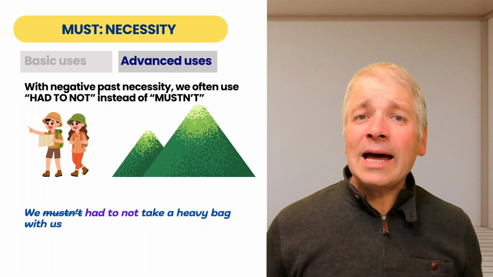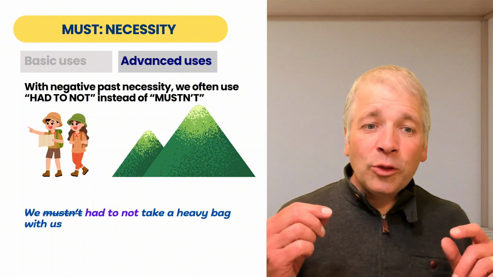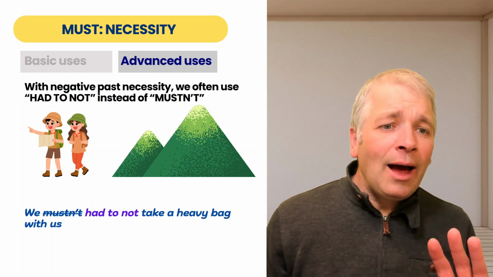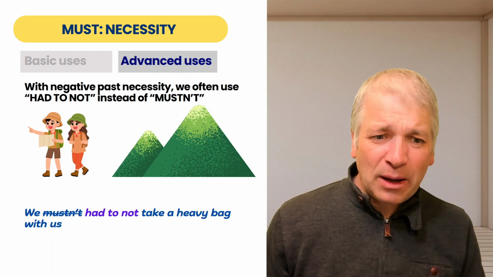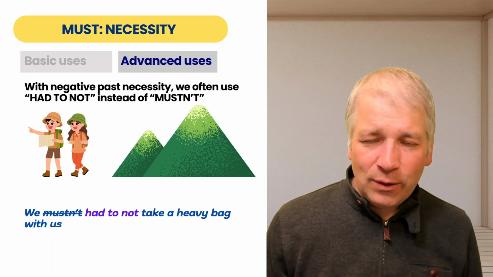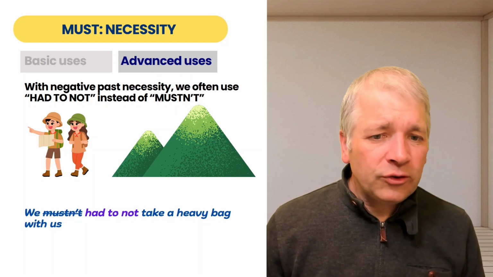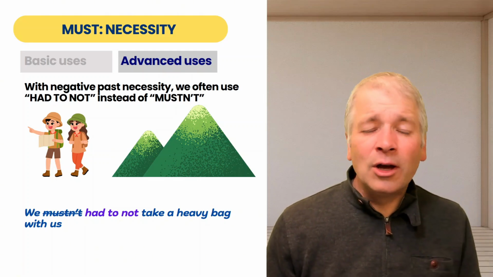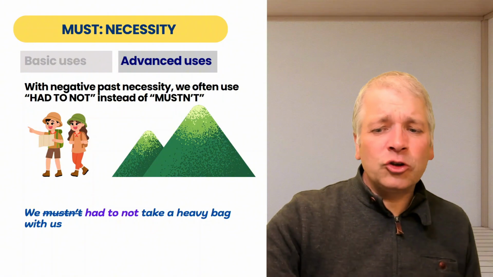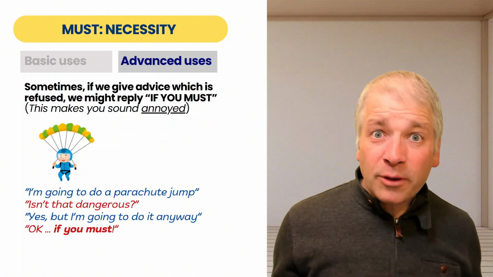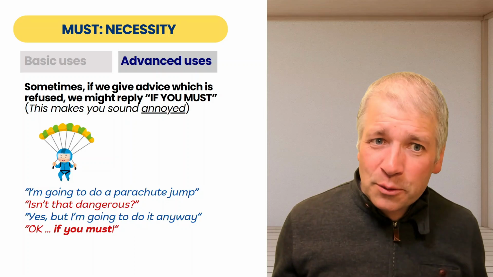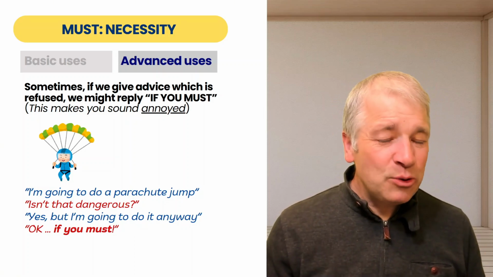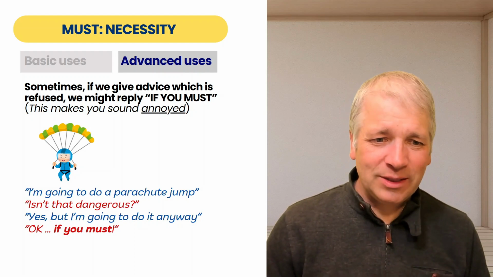And here's something a little bit different. With negative past necessity, we often use had to not instead of mustn't. So instead of we mustn't take a heavy bag with us, we had to not take a heavy bag with us. So it makes it past because we're using had. But look at that difference in structure. Had to not. Sometimes if we give advice which is refused, we reply, if you must. Now this makes you sound annoyed, so take care with it.